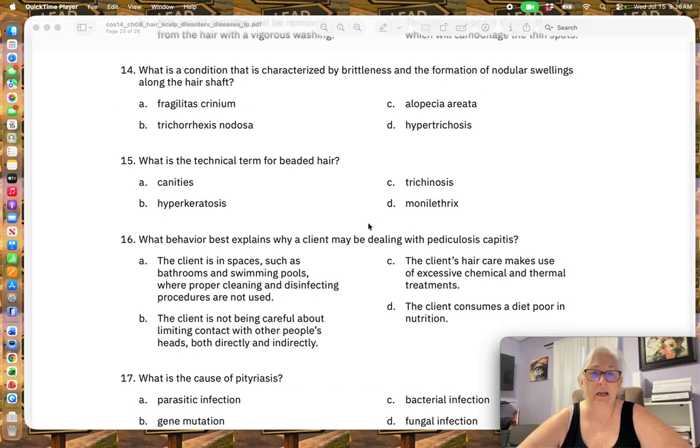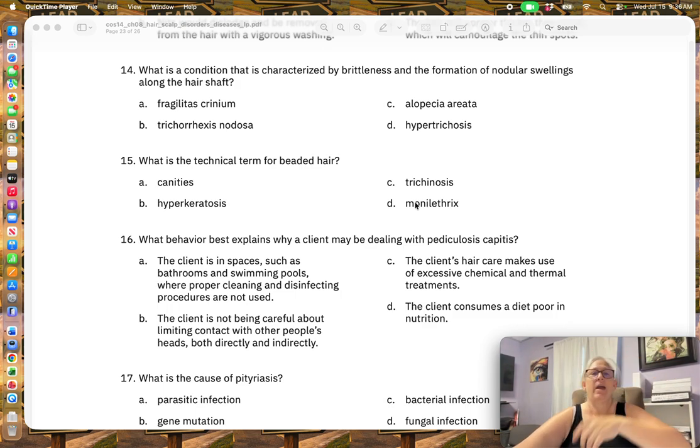What is the technical term for beaded hair? Canities, we know, is gray hair. Hyperkeratosis, trichinosis, or monilethrix? I cannot remember the answer to this one. 15, let's look. D, monilethrix. Okay, so the technical term for beaded hair is monilethrix. Just try and remember that one.